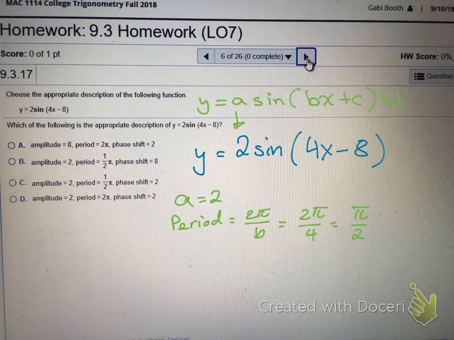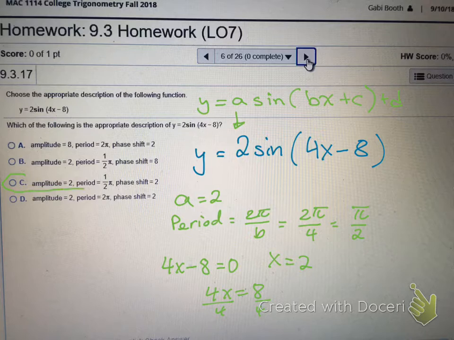The phase shift, think back to college algebra, the transformation to the left or to the right, you take the parentheses and set it equal to 0 and solve for x. So you get 4x equals 8, divided by 4. That means x equals 2. So your phase shift is 2, your period is pi over 2, or 1/2 pi, and your amplitude is 2. The only possible answer here would be C.